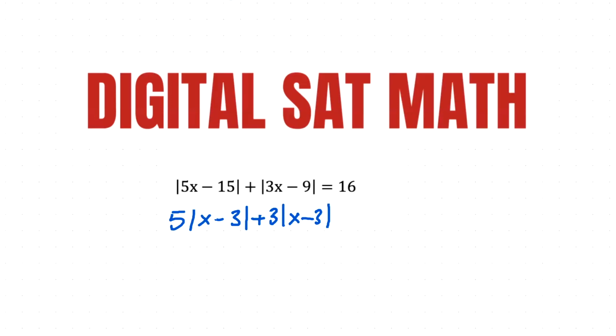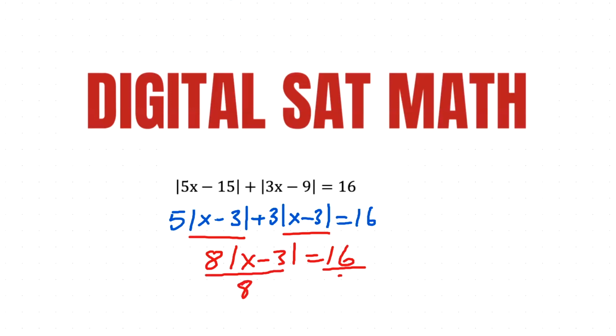So now do we see the pattern? We have the same variables, 5 of them plus 3 of them. So when you add them, there will be 8 of them. 8 of what? 8 times the absolute value of x minus 3 is equal to 16. To get the absolute value by itself, we will divide both sides by 8, because it is multiplied on the left side, so we just do the inverse operation. Therefore, the absolute value of x minus 3 is equal to 2.